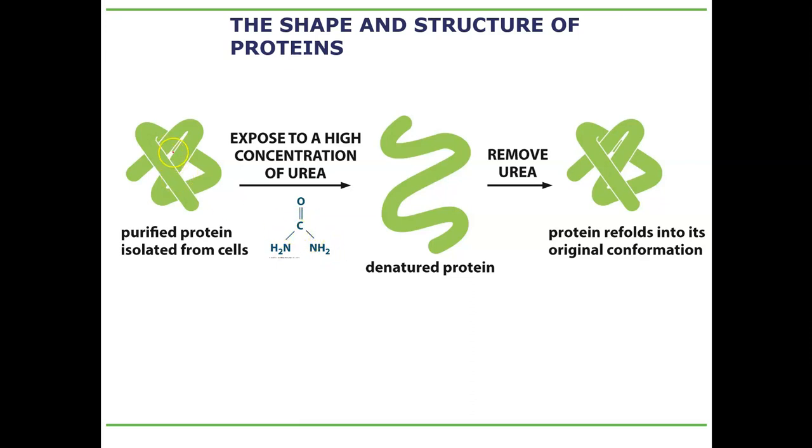And it can get in and intercalate and disrupt some of the intermolecular forces, and it can help denature a protein. But if you remove the urea, it'll typically reform back to its original state. So there is something innate in the amino acid sequence of the protein, and the peptide sequence is going to dictate how it folds and what its structure is going to look like.